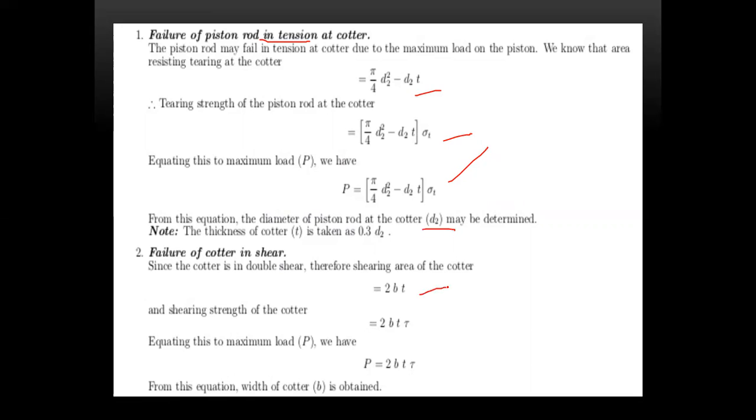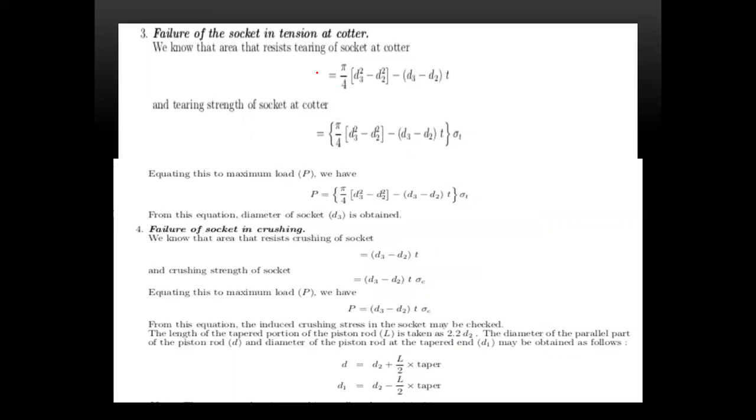Next, double shear, so 2bt into shearing strength. Therefore, equating, p is equal to 2bt into tau. With this we can determine b. Then socket tension and the cotter: this is the area into the tensile strength, equal to the load p. With this we can determine d3. Failure of socket in crushing: (d3 minus d2) into t, into crushing strength sigma c. Therefore, equating, p is equal to (d3 minus d2) t into sigma c. With this we can determine d.